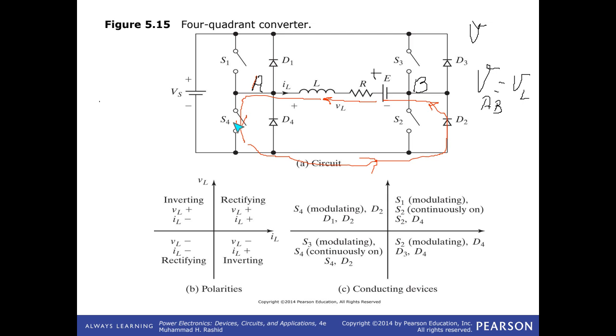what's going to happen if you put S4 off? Current is going to flow, since you cannot change the current direction. Then current is going to flow to, I will show it with a dashed line.